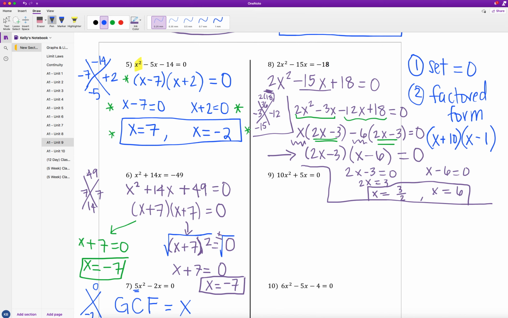Okay, in example 9, we actually do have to factor this first. So it is set equal to 0, but it's not in factored form because of the x squared. In this case, I want to think about what my greatest common factor is, because at least 10 and 5 definitely have a number in common that I can factor out, and x squared and x also have something in common. So our greatest common factor here is actually 5x.